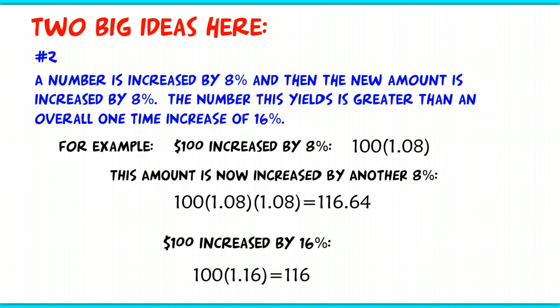Now, the second very important big idea here is that when you increase a number by 8%, and then you increase that new total by 8%, that number would yield a larger number than if you were just to increase it by a one-time increase of 16%.